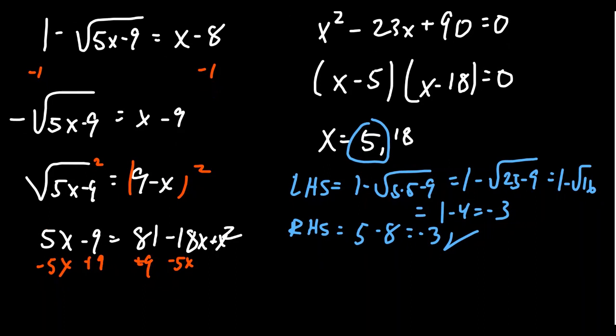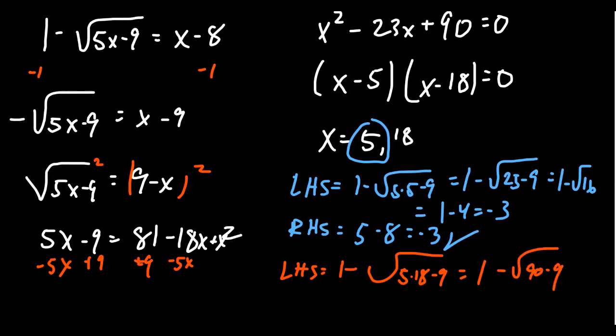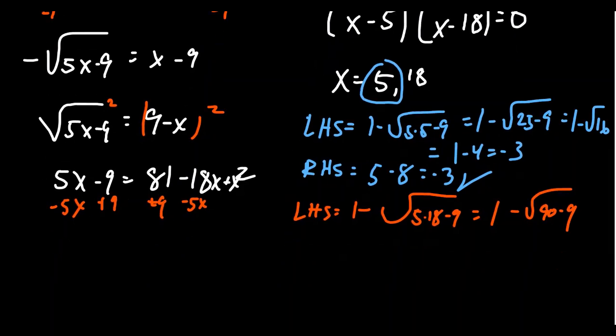What about 18? Could there be 2? In that situation, you take the left-hand side, which is equal to 1 minus the square root of 5 times 18 minus 9, in which case, like we saw before, 5 times 18 is 90. So you get 90 minus 9. We then get 1 minus the square root of 81, which gives us 1 minus 9, which gives us a negative 8. All right, so no domain issues going on there. The right-hand side should look like x minus 8.